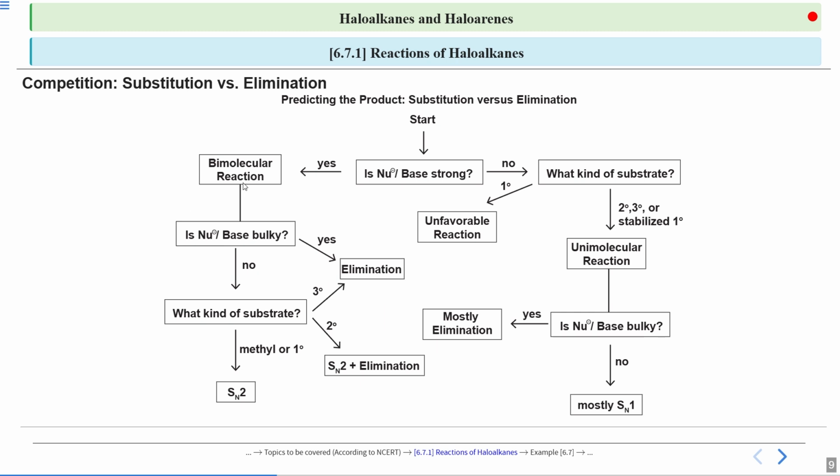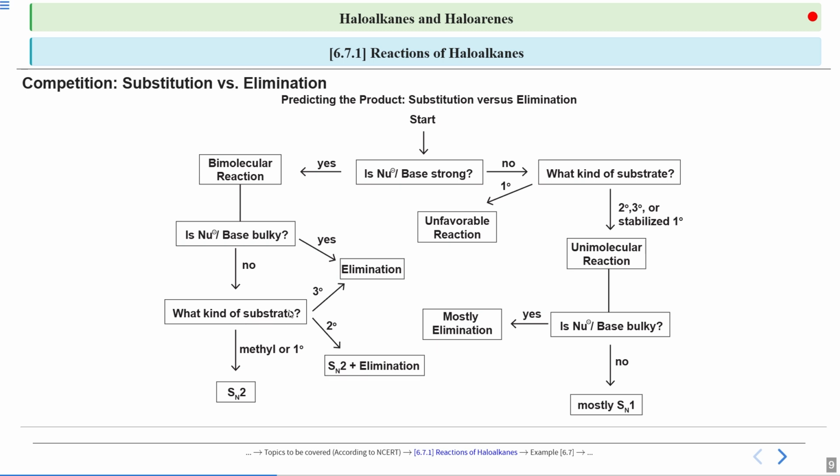Firstly, we started with the strong base: if our base or nucleophile is strong, then we go with the bimolecular reaction. Then we will again see whether the nucleophile is bulky. If it is bulky, then we go with the elimination mechanism, which we just saw, where we get an unsaturated hydrocarbon, an alkene, as the product, right? But if your nucleophile or base is not bulky, then you will look at your substrate, your haloalkane, your reactant.